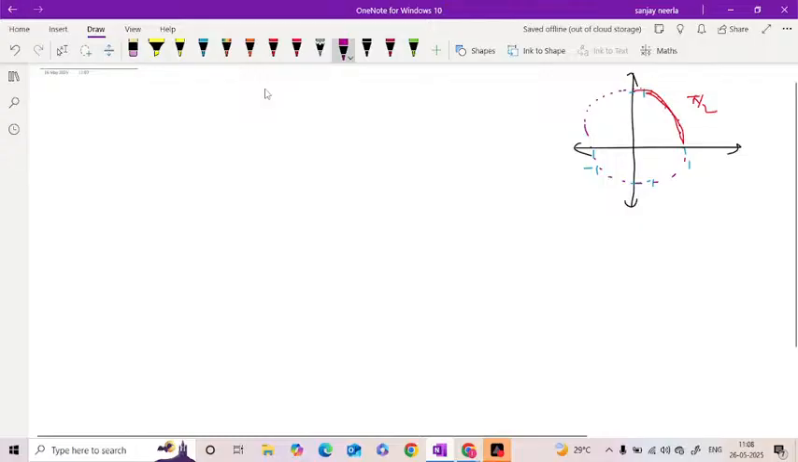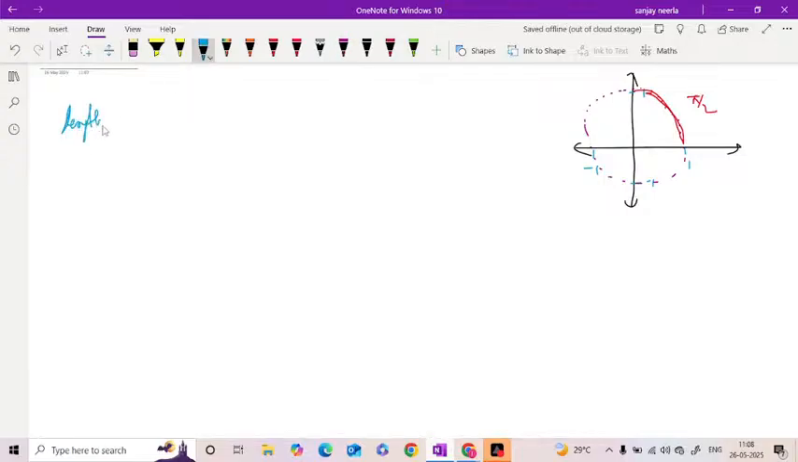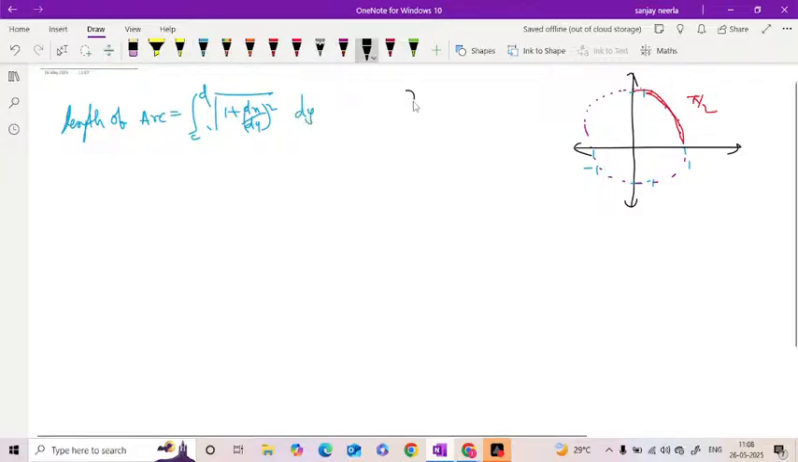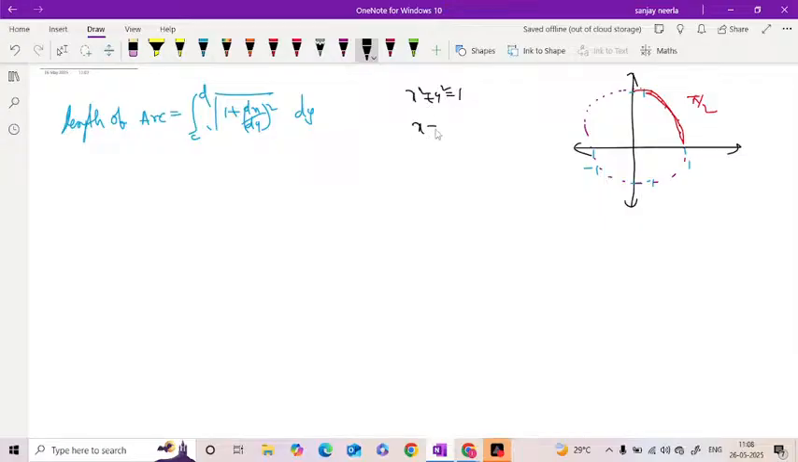Now here we will see it in terms of y. What is the formula for finding the arc length? The length of the arc or length of the curve. So length of the arc is integral c to d under root of 1 plus dx by dy whole square into dy. What is our given curve here? X square plus y square is equal to 1. After separating the x, x is equal to under root of 1 minus y square.